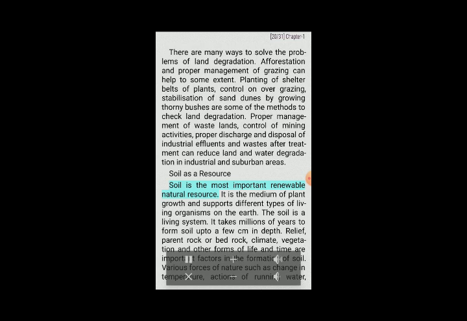Soil is a resource. Soil is the most important renewable natural resource. It is the medium of plant growth and supports different types of living organisms on the earth. The soil is a living system. It takes millions of years to form soil up to a few cm in depth.